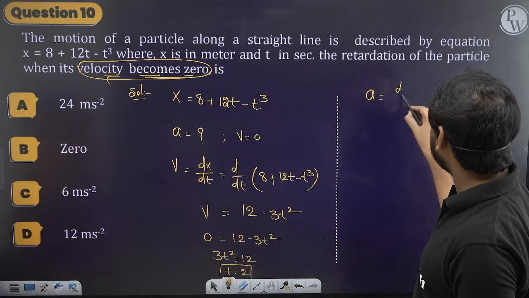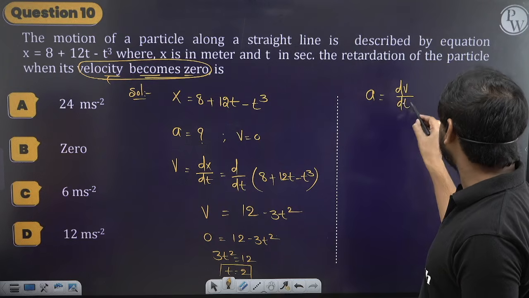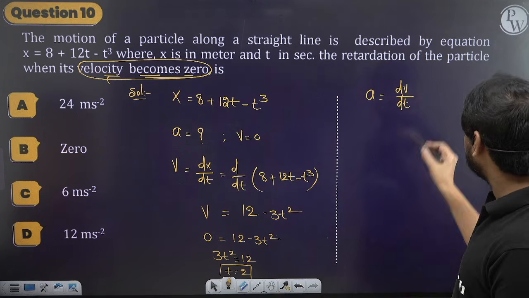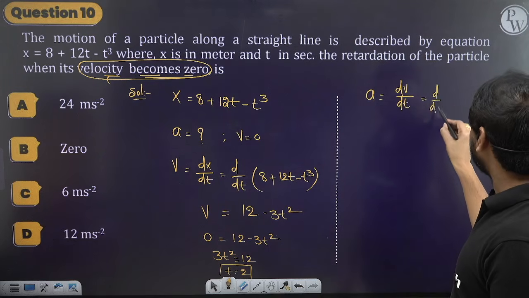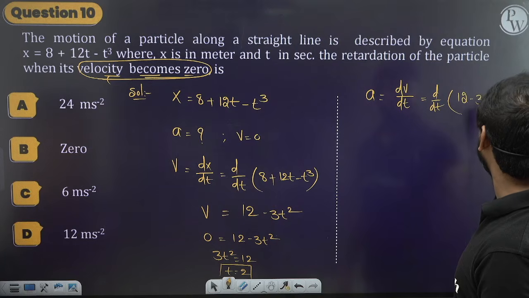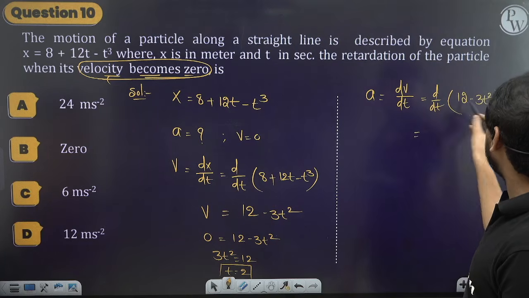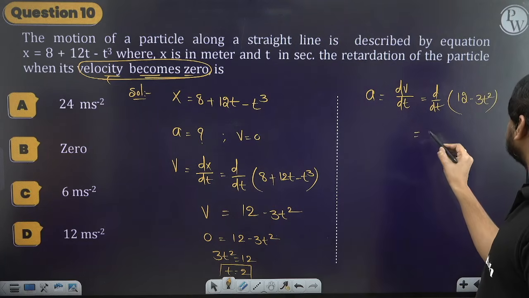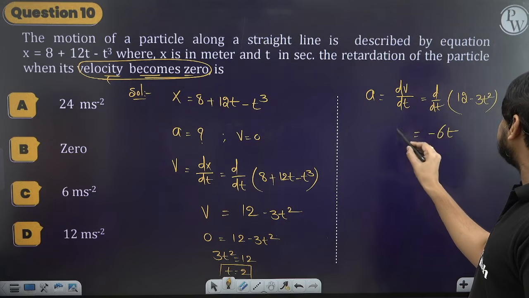We have to differentiate the velocity to get the acceleration function. So d by dt of velocity. Velocity is 12 minus 3t square, right? So the differentiation of 12 is 0. So this is going to be minus 6t, which is the acceleration.